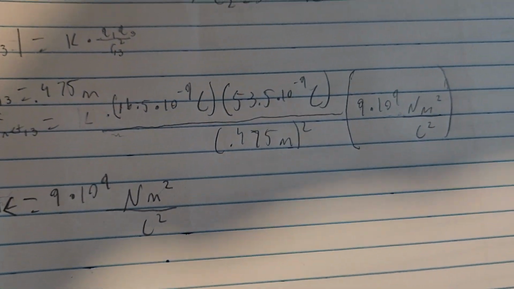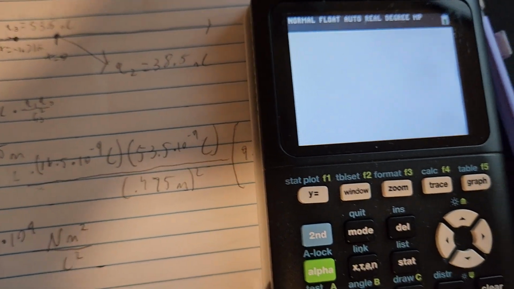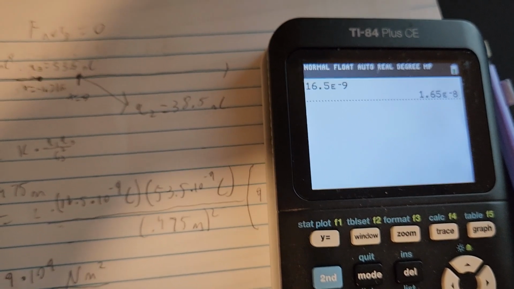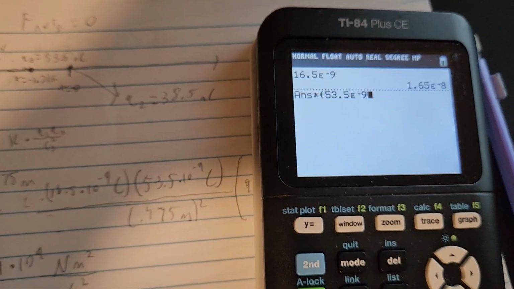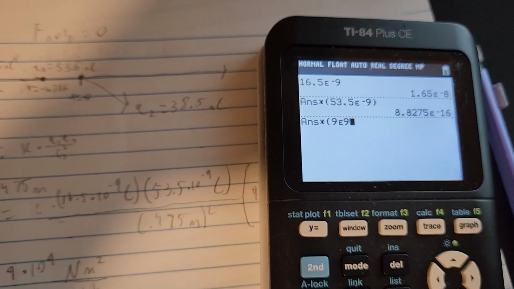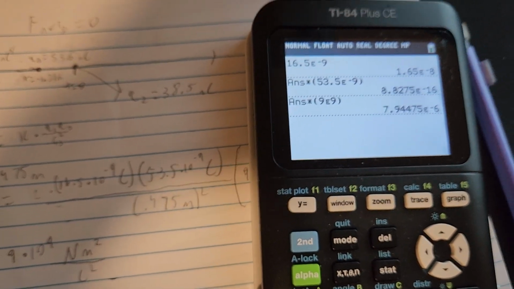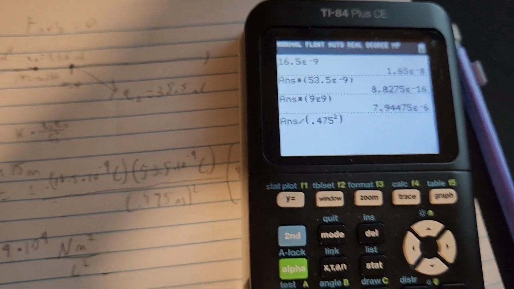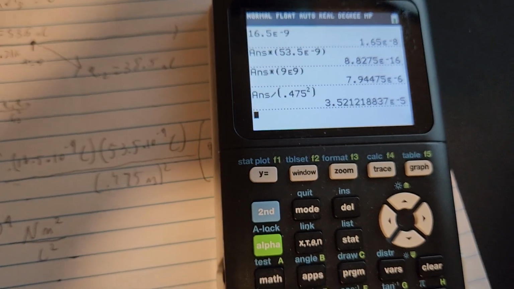And so now, just multiply the top together, and then divide by the bottom. So, 16.5 e negative 9 times 53.5 e negative 9 times 9 e 9, and it's a positive 9, by the way, for K, just so you remember. And then divide it by r squared, 0.475 squared, and so that means that this is the force of Q1 on Q3.